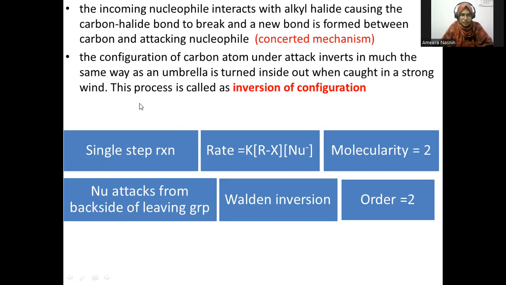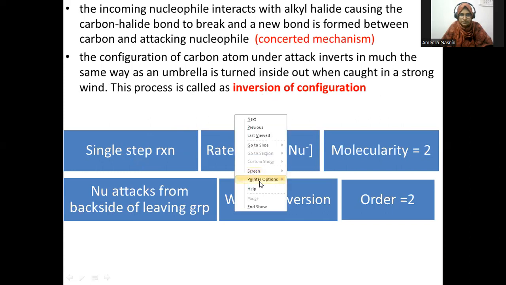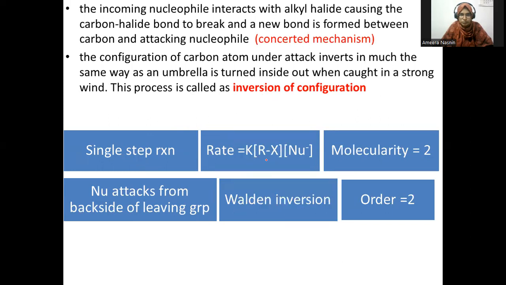In summary, the SN2 reaction is a single step reaction. Its rate depends both on substrate and nucleophile. It has a molecularity of 2. It has an order of 2. I said that there's an inversion of configuration. This inversion is called Walden inversion. Walden is the scientist who studied these reactions. The nucleophile attacks from the backside of the leaving group. We'll see that in detail in the upcoming slides.